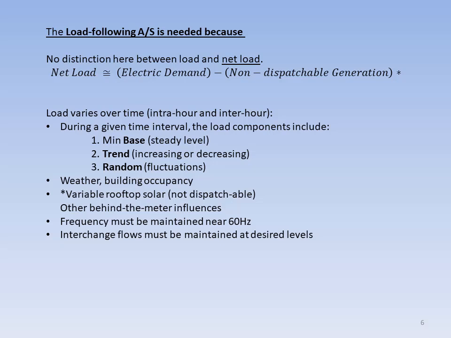3. Random fluctuations. There are numerous reasons for small random changes to net load. Those might include changes to weather and a building's HVAC responding, or changing cloud cover over rooftop solar. Load following is a service that primarily addresses the second component, trending. Generators get compensated for adjusting their output in response to a trend in net load.